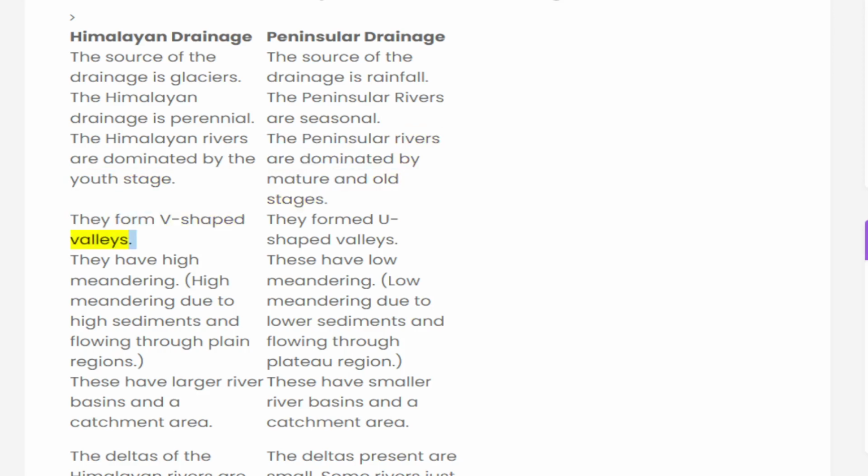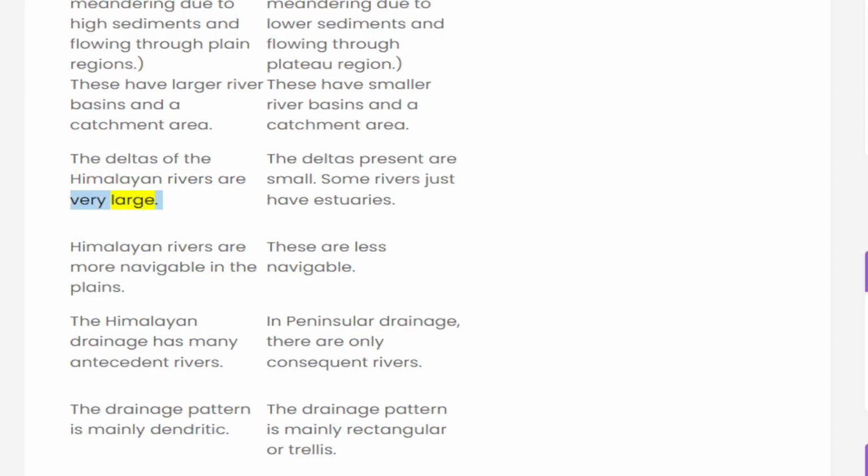Himalayan rivers form V-shaped valleys. Peninsular rivers form U-shaped valleys. Himalayan rivers have high meandering due to high sediments and flowing through plain regions. Peninsular rivers have low meandering due to lower sediments and flowing through plateau regions. Himalayan rivers have larger river basins and catchment areas. Peninsular rivers have smaller river basins and catchment areas. The deltas of the Himalayan rivers are very large. The deltas present in peninsular rivers are small.